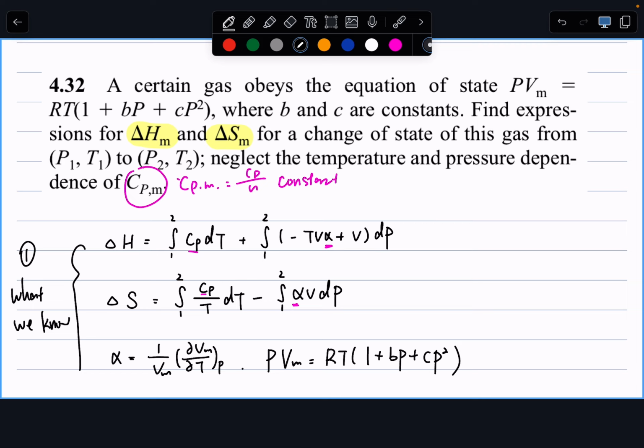All right, and then in here, what we end up getting, this one just gives me my Cp ln(T2 over T1). This one is a little bit more complicated. Well, it's not hard, it's just integral calculus. And that's gonna be my nR times ln P plus BP plus 1/2 CP squared from P1 to P2.